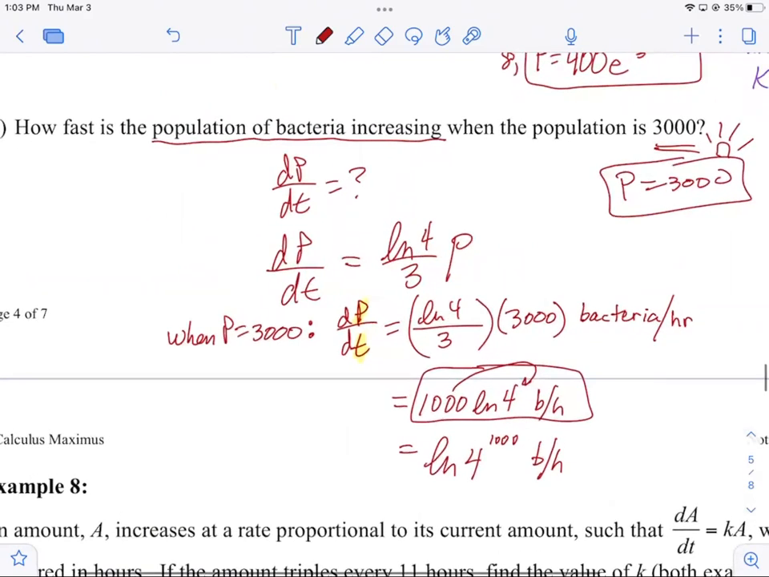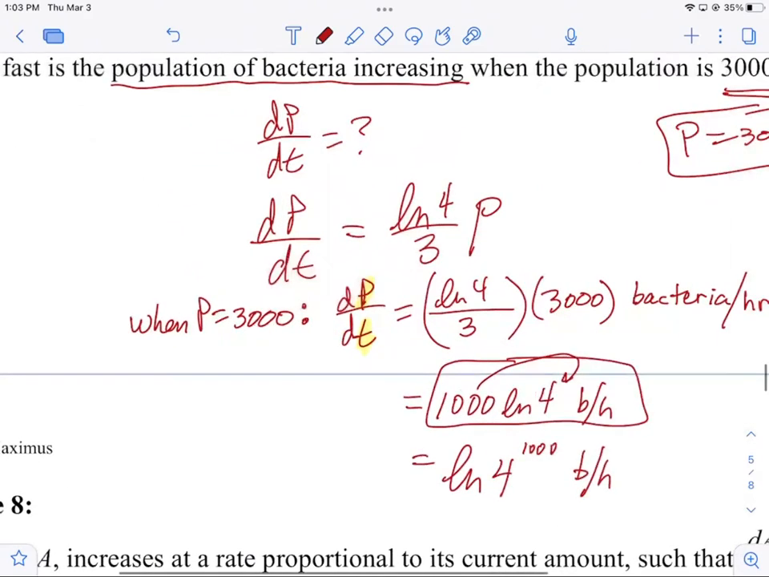Pretty cool. Now notice how I plugged in. I said when P equals 3,000, that's fine. You could also say dp/dt when P equals 3,000, with the evaluation bar. Either way, as long as you're signaling your intention, right? Like when you drive, you use your blinker, even when there's no one behind you. Notation, notation, notation.